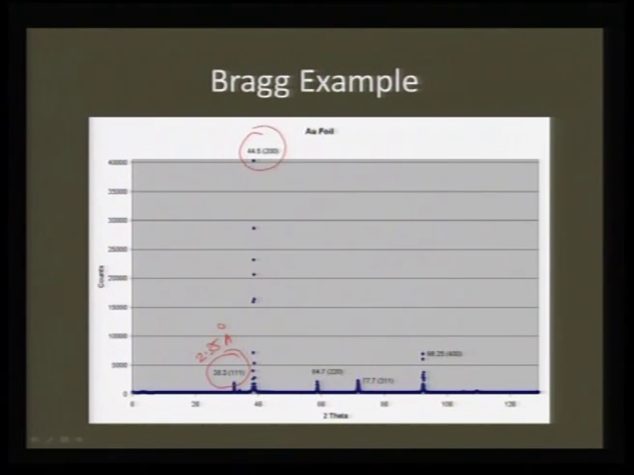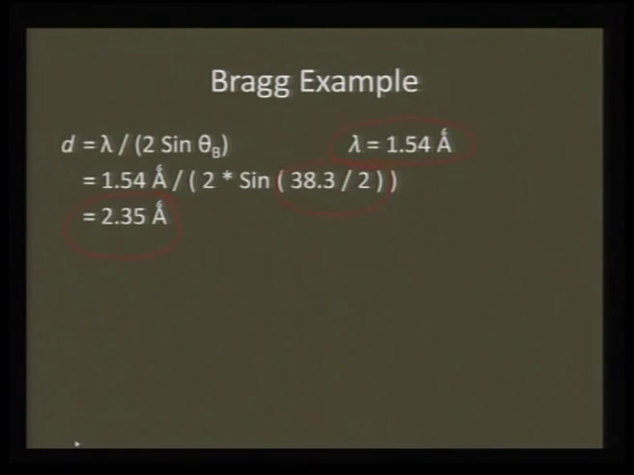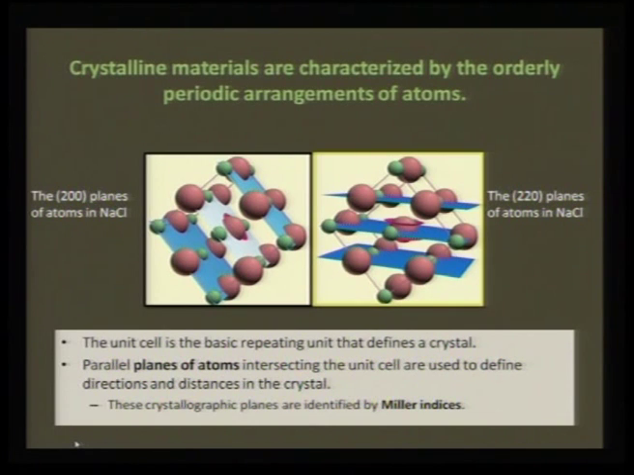Similarly, we can do it for 44.5 degrees, 64.7 degrees, and you can index a pattern. Now, crystalline materials are characterized by the orderly periodic arrangement of atoms.